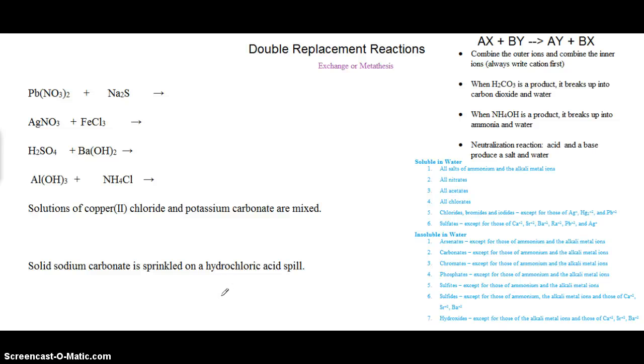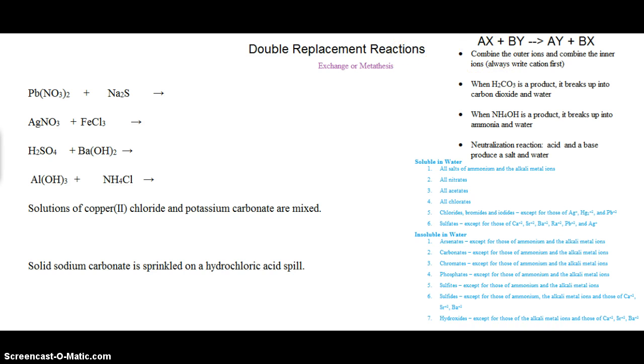Alright, welcome to my video on what I call double replacement reactions. I've also heard them referred to as exchange reactions, and I think the proper name is metathesis reactions, and you'll see I've put both of those names up here. But I just have always found it easier to just call them double replacement reactions.